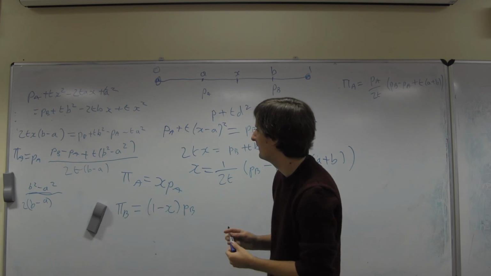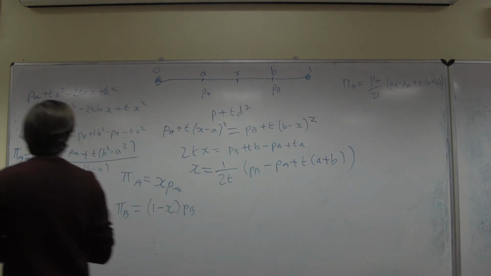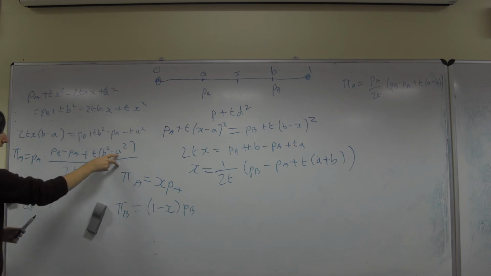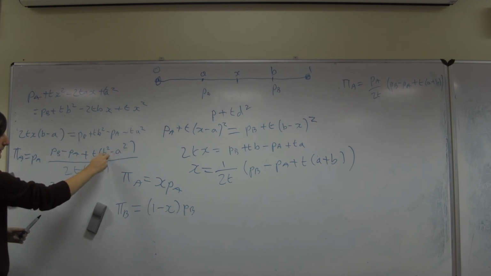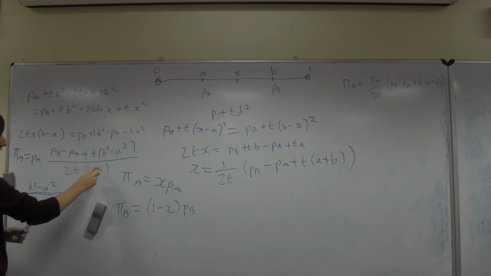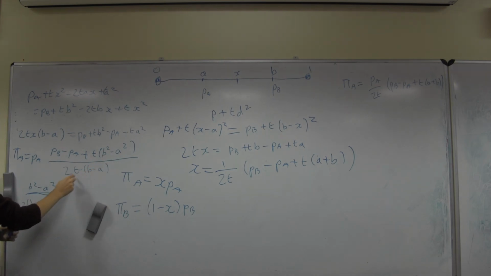As A gets closer to B, so if A was equal to B, this thing would be as big as it could be. And we just have to check that that's right with the thing on the bottom.